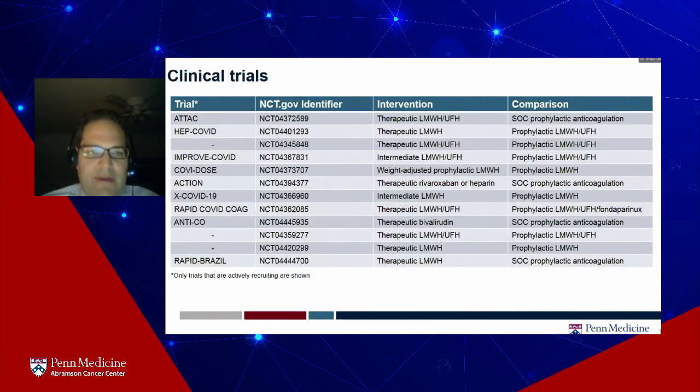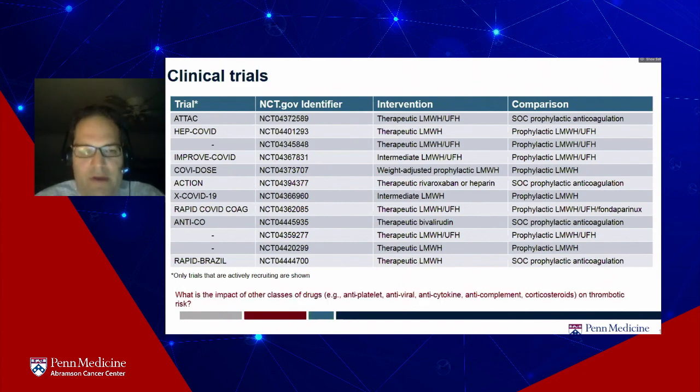What we desperately need are clinical trials. And I'm happy to say that if you go on clinicaltrials.gov, you will see this list of no less than 13 clinical trials, all actively recruiting, that are comparing different intensities of anticoagulation to prevent venous thromboembolism in critically ill and acutely ill patients with COVID-19. So we anxiously await those results.